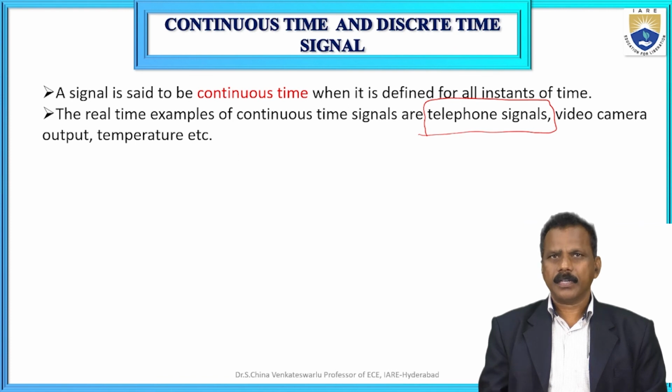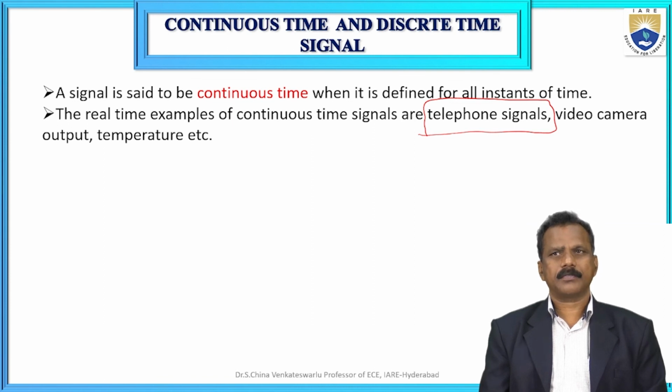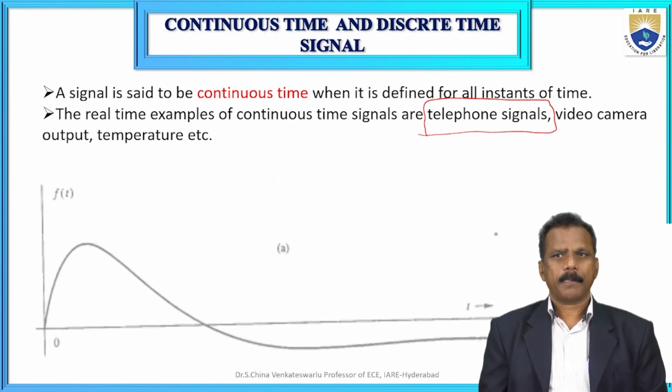A signal is said to be continuous time when it is defined for all instants of time. The real-time examples of the continuous time signal are the telephone signal, video camera output, temperature variations and so on. So many parameters are involved in CTS, continuous time signal based, like this.